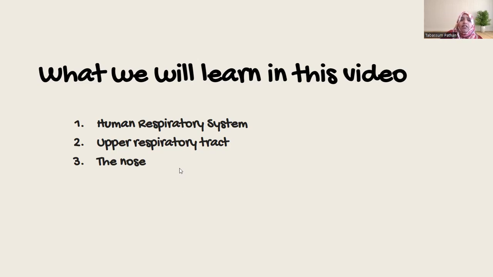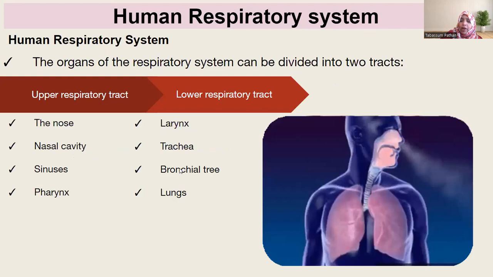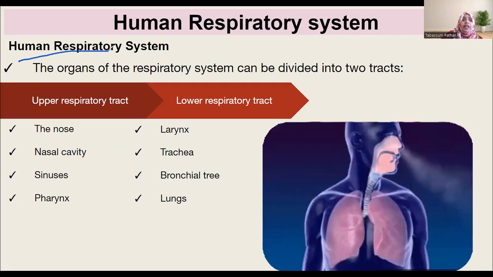In this video, we will cover the upper respiratory tract, that is the nose, nasal cavity, sinuses, pharynx. We will begin with the outline of the upper and the lower respiratory tract. The human respiratory system is divided into two tracts: the upper respiratory tract and the lower respiratory tract. As we just said, the upper respiratory tract will be your nose, the space inside the nose, which is known as the nasal cavity, the sinuses, the pharynx, and after that will come the lower respiratory tract.